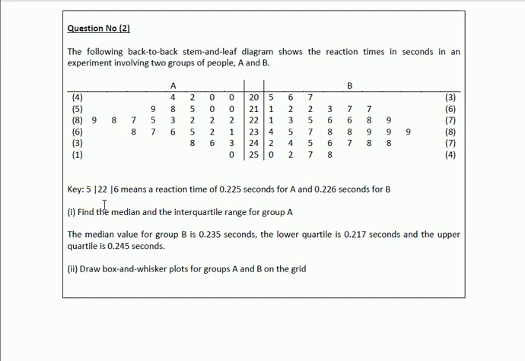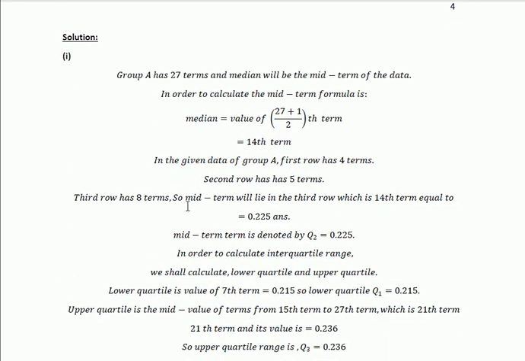Now we will find the median and interquartile range for group A. In the first row there are 4 items, in the second row there are 5 items, in the third row there are 8 items, and so on. So in the solution section, first of all we shall find the median and the interquartile range. Group A has 27 terms and the median will be the middle term of the data.